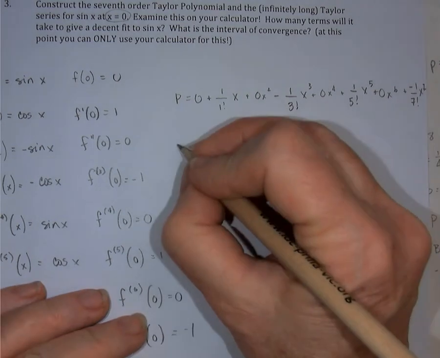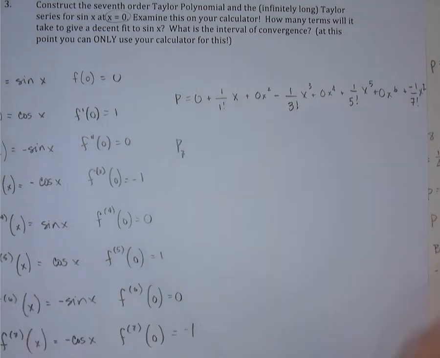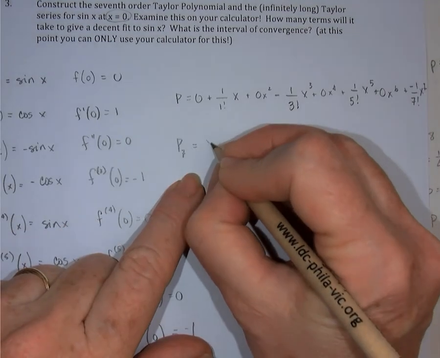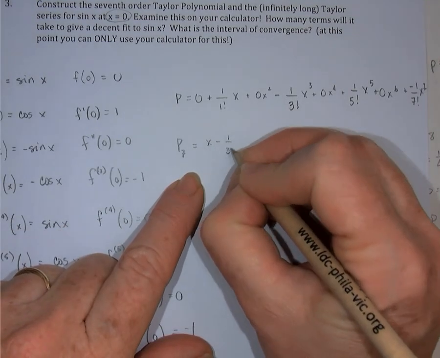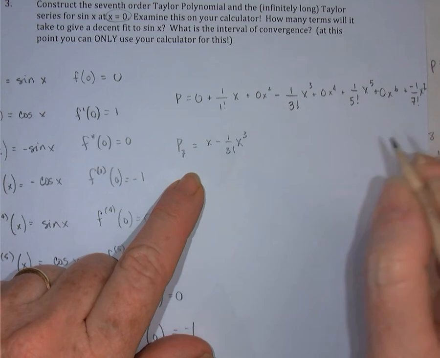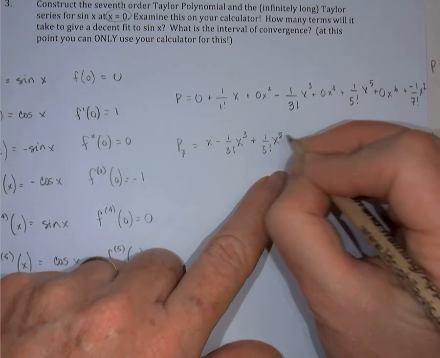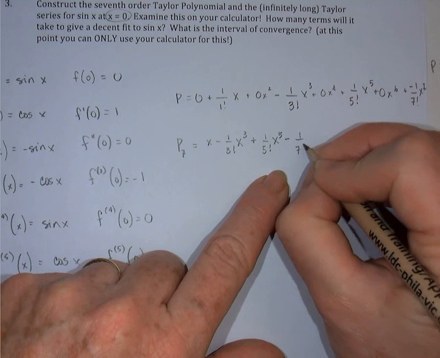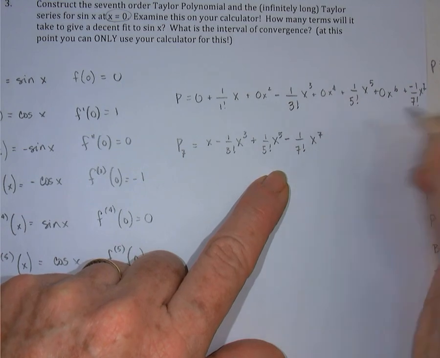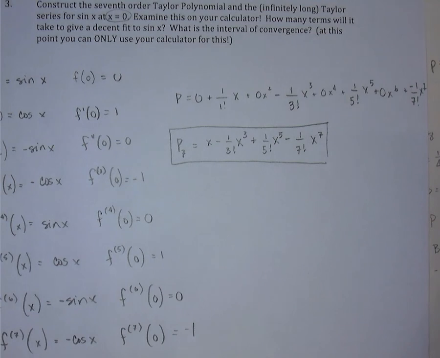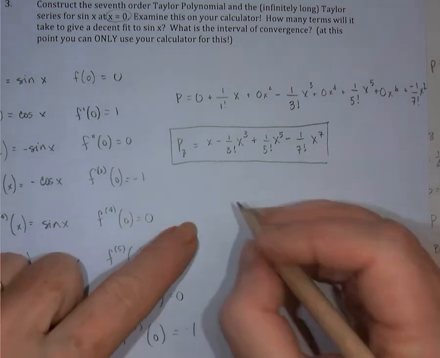So in more compact form, I'm going to call this p sub 7 just to indicate it goes to the 7th power. We're going to have x minus 1 over 3 factorial x to the third plus 1 over 5 factorial x to the fifth minus 1 over 7 factorial x to the seventh. Interesting. Okay, so there's my 7th order Taylor polynomial. I could add infinitely many terms, so I could keep on going, and I'm noticing the pattern.